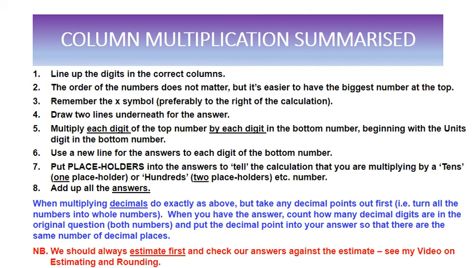And then when multiplying decimals, do exactly as above, but take any decimal points out first. So in other words, turn all the numbers into whole numbers. When you have the answer, count how many decimal digits are in the original question, both numbers, that's really important, and put the decimal point into your answer so that there are the same number of decimal places.